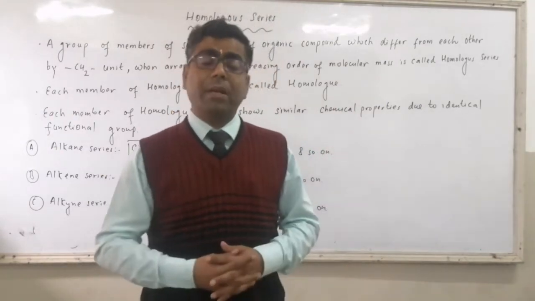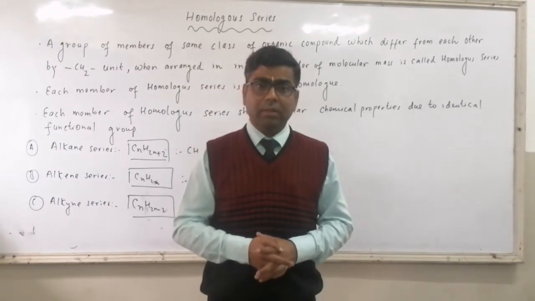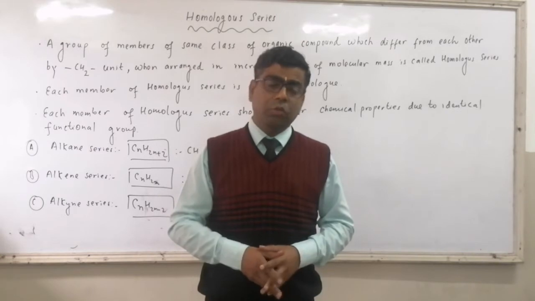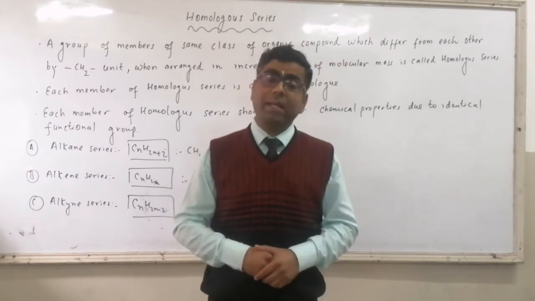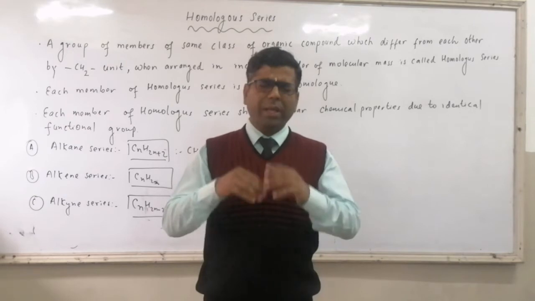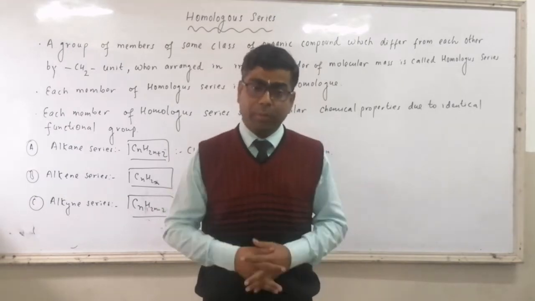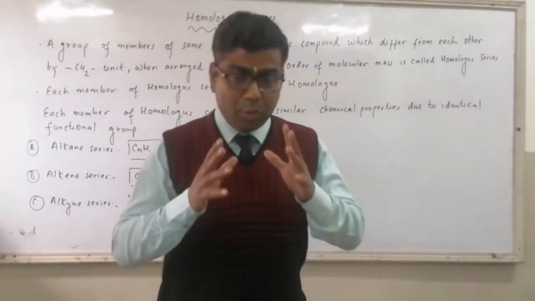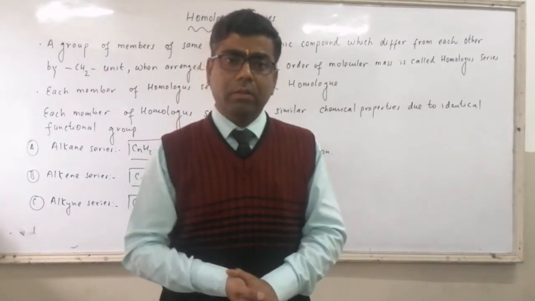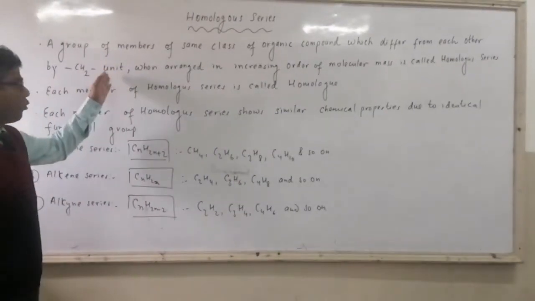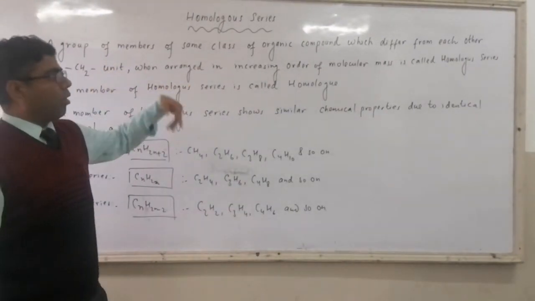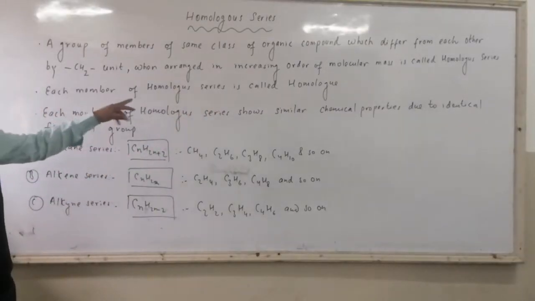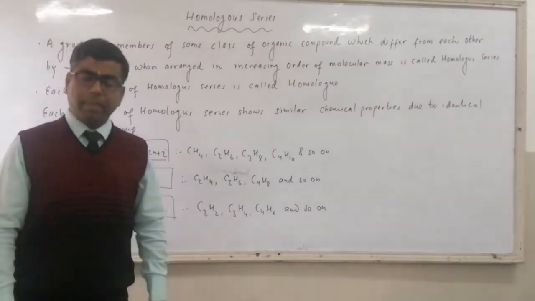We know very well that carbon has an atomic mass of 12. H has an atomic mass of 1. There are 2 atoms of hydrogen, so hydrogen will contribute 2 amu and carbon will contribute 12 amu. So 12 plus 2, total 14 amu. So between the neighboring members we have a difference of 14 amu mass. So a CH2 unit difference, when arranged in increasing order of molecular mass, is called a homologous series. Each member of a homologous series is called a homologue.